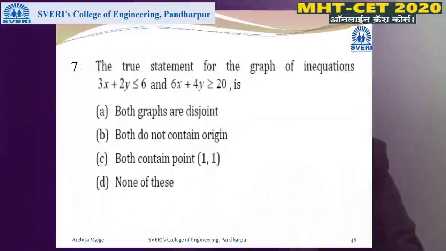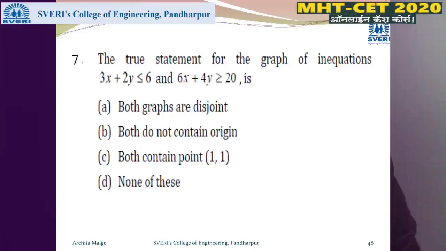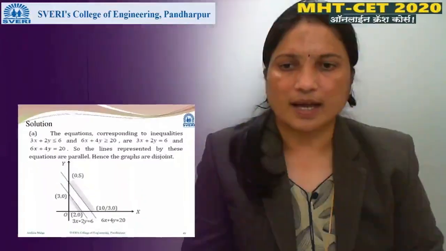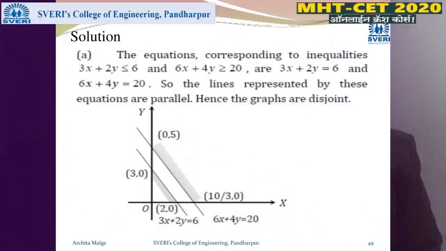Next example. The true statement for the graph of inequations 3x plus 2y is less than or equal to 6 and 6x plus 4y is greater than or equal to 20 is. First option, both graphs are disjoint; both do not contain origin; both contain points 1, 1; and none of these. What are the inequations? 3x plus 2y is equal to 6, 6x plus 4y is equal to 20. So which option will be the correct option? By using these two inequations we are getting 3x plus 2y is equal to 6 and 6x plus 4y is equal to 20.